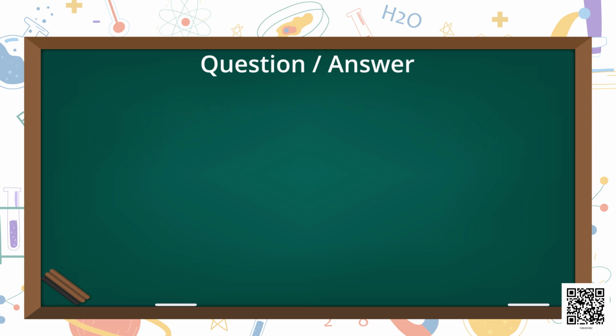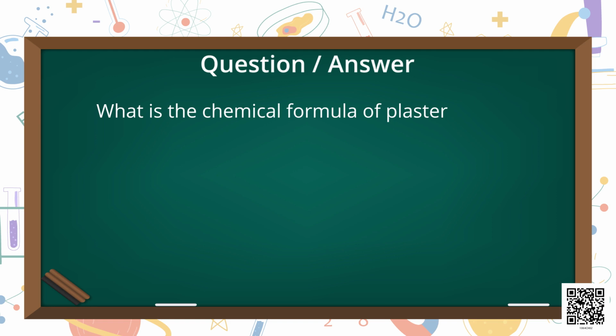And here is your last question. What is the chemical formula of plaster of Paris? Yes, children, if you have given the answer as CaSO4.1/2H2O, then you are absolutely correct.